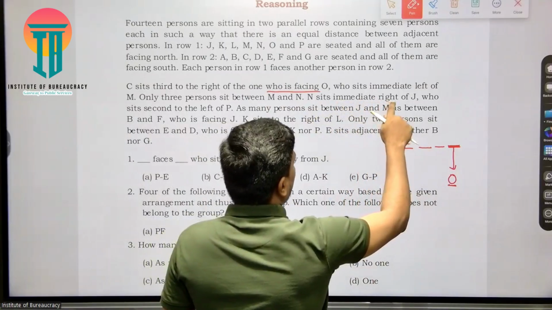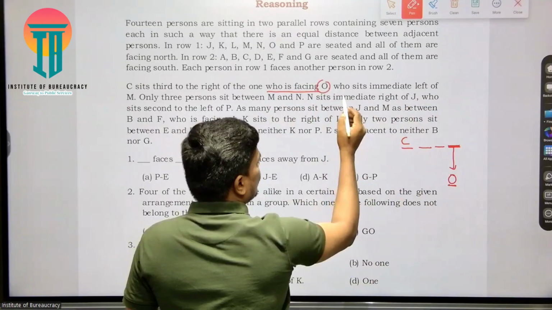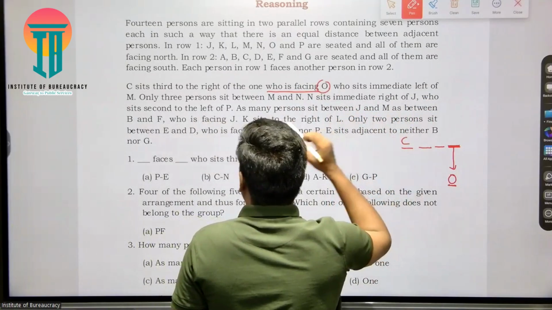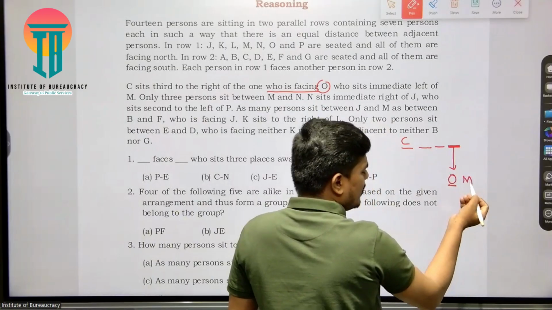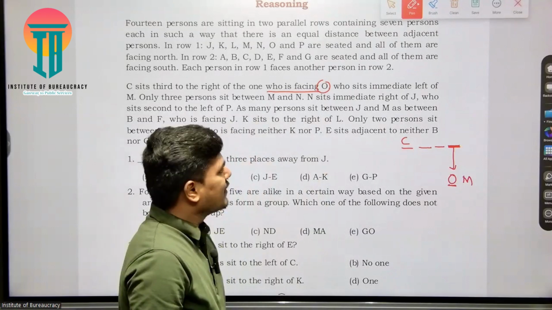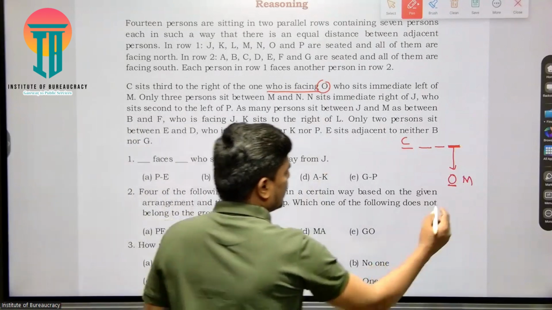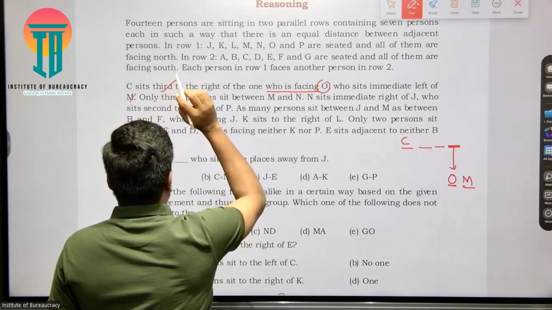Who sits immediate left of M? Which means O. O sits immediate left of M. For M, O is on the left. That's the meaning. Okay, so we are done with this. Next, we have used the first statement properly.